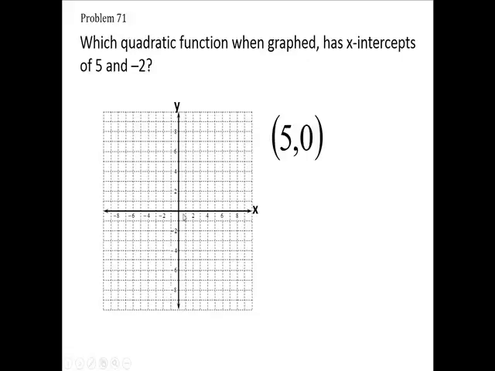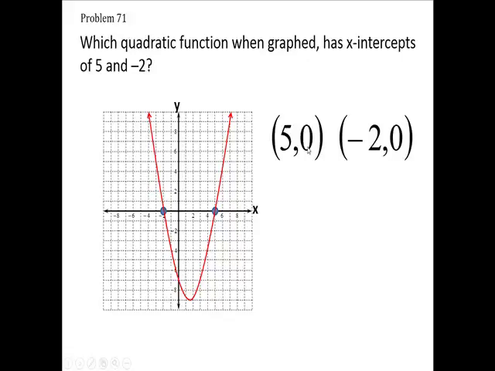And where is that point? You're going to the right 5, and up and down 0. So this is where it crosses the x-axis right here. The other intercept, (-2, 0), is over here. And your quadratic function might look something like this, because it crosses at (5, 0) and (-2, 0).